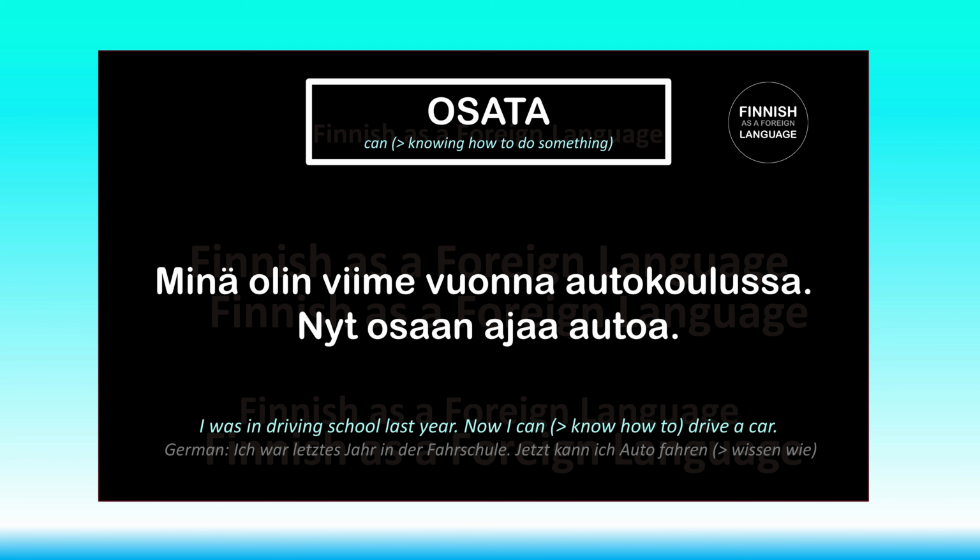Osaan is the first person singular present tense of the verb osata, which means can in the sense of knowing how to do. Ajaa means to drive, and autoa means car, standing here in the partitive case. Why partitive case? Because of our verb ajaa. So again, why do we use the verb osata here? Because it implies that I have learned a skill such as driving. So I was in driving school last year. That means I have the skills, I know how to drive a car.